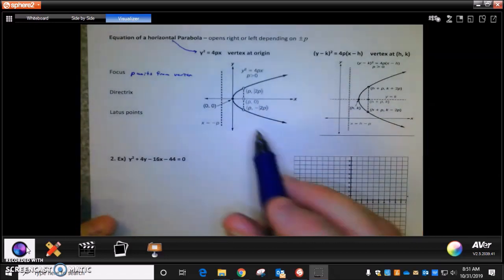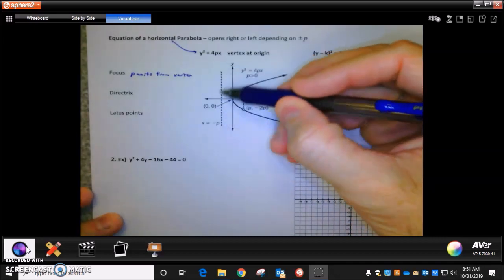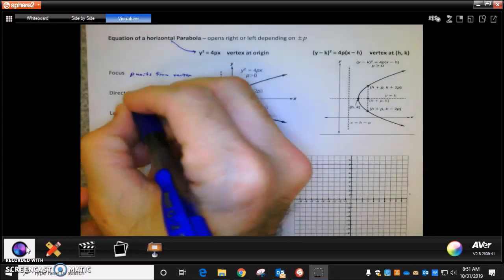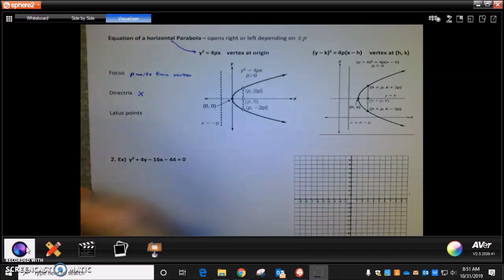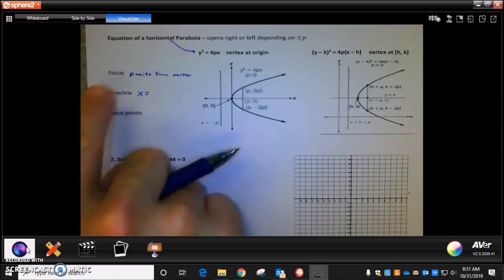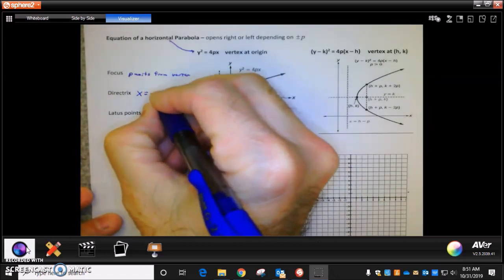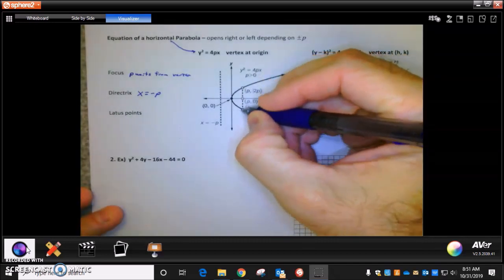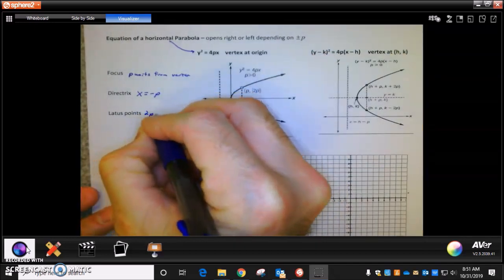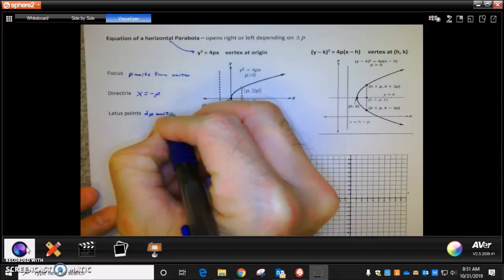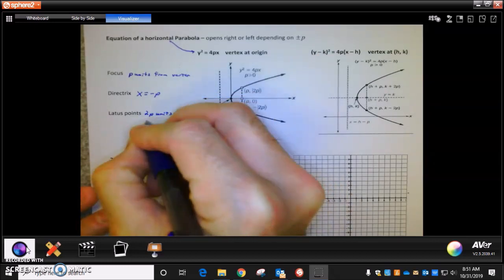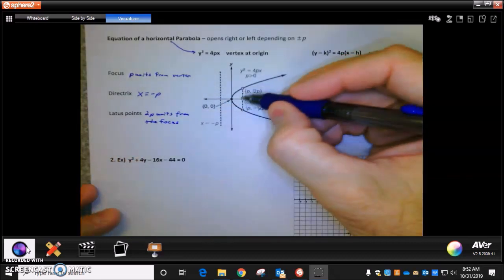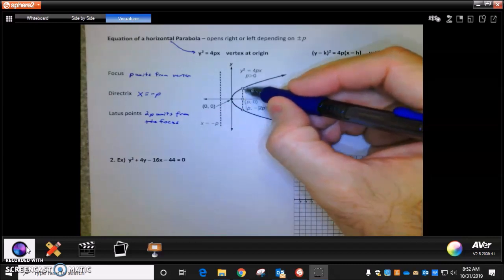Okay? For this, our directrix will be a vertical line. Okay? And it's going to be the opposite of p. So if I draw that, a vertical line is always x equals, and then whatever p is, it's going to be the opposite of p. That's how we're going to get there. Okay, your lattice points are still going to be 2p units from the focus, but again, in this case, it's going to be 2p units above and below.